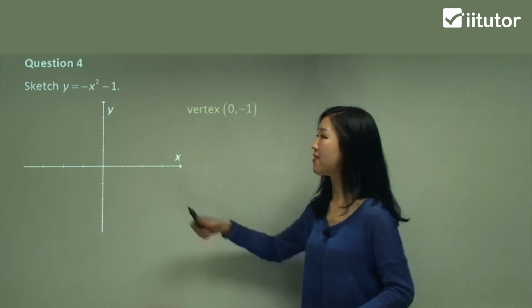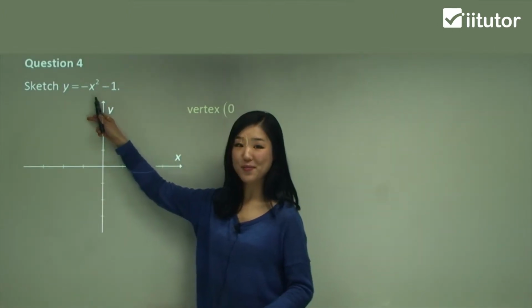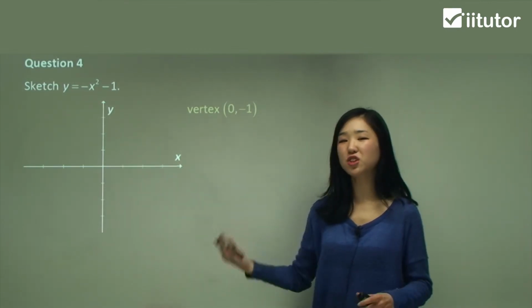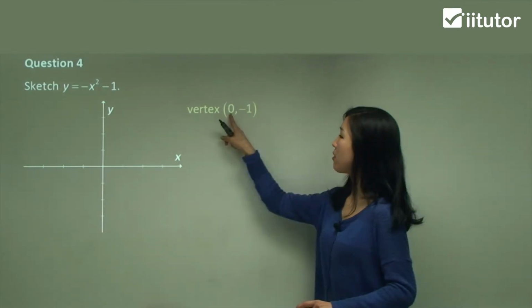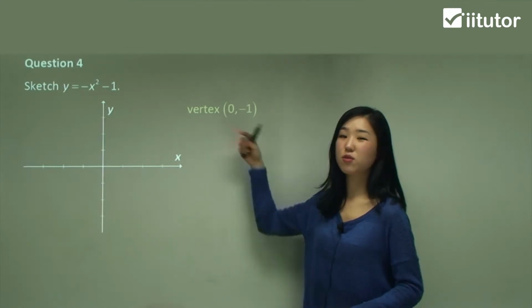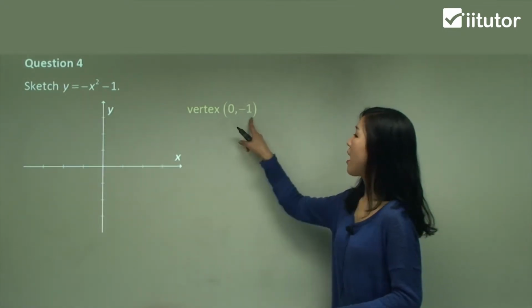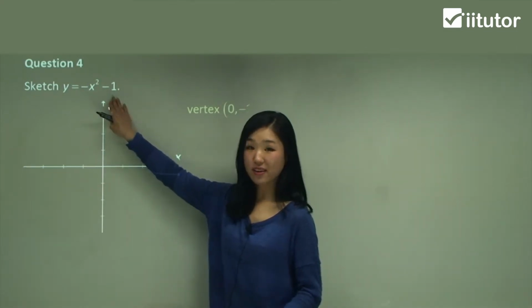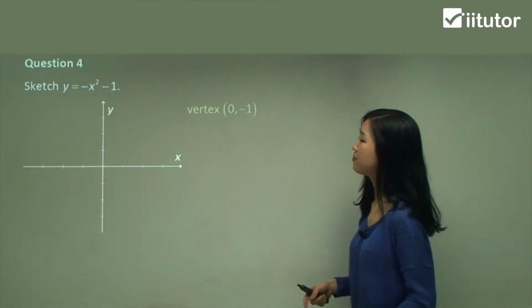And again, you can find that by substituting x equals 0. So y is going to be negative 1, giving (0, negative 1). If it's just lifting up or down, the x coordinate of the vertex is always going to be 0, and the y would just change depending on the number we're adding or subtracting. So that's why this is negative 1.